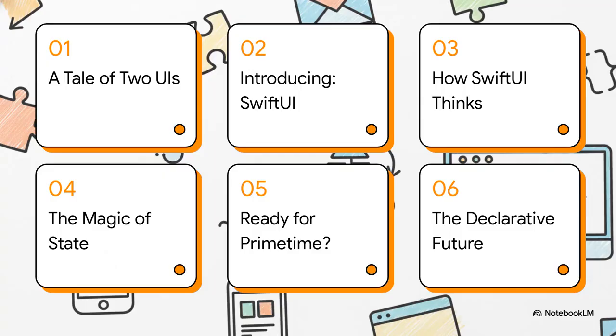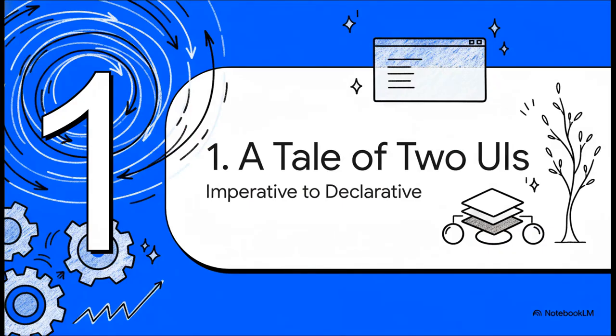First up, we'll start with a little story, a tale of two UIs, looking at the old way versus the new. Then, we'll properly introduce SwiftUI and really get into how it thinks. After that, we'll uncover the magic of state management. And we'll wrap it all up by asking if it's ready for prime time and what this whole declarative future looks like.